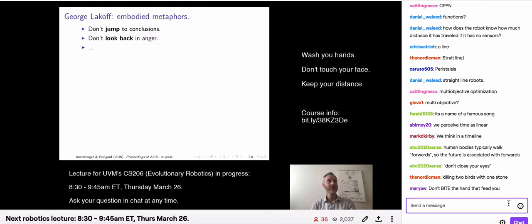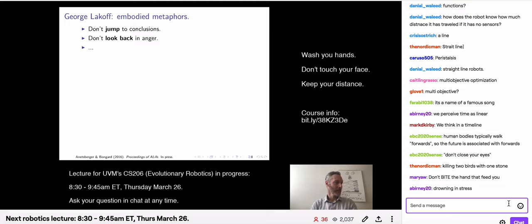Don't bite the hand that feeds you. Yeah, that's another good one. Absolutely. Drowning in stress. Maybe perhaps an appropriate one for this week. Absolutely. My stress levels are rising. So there's something about up and down relative to the body that also seems intuitive, which for some people has to do with rising water levels.